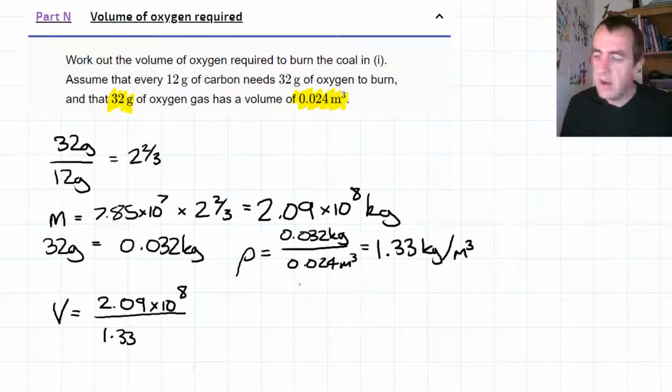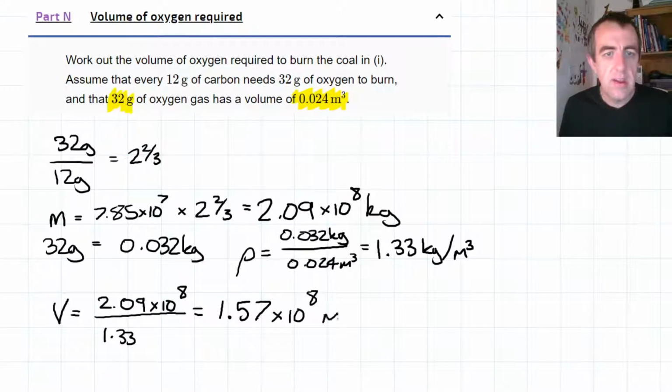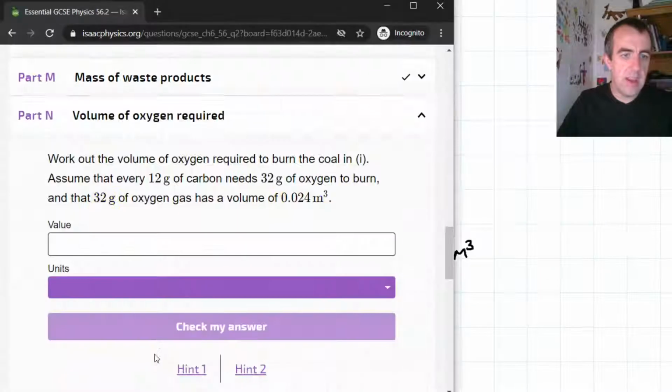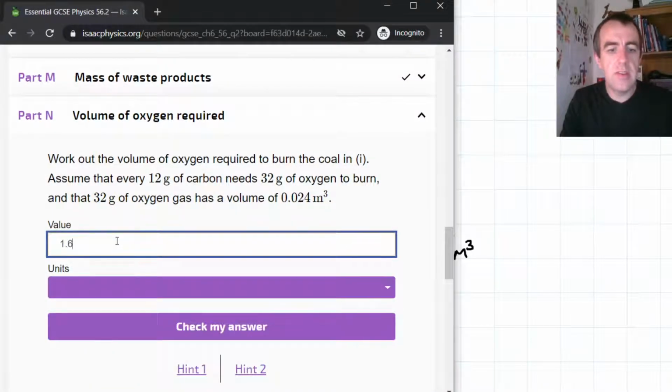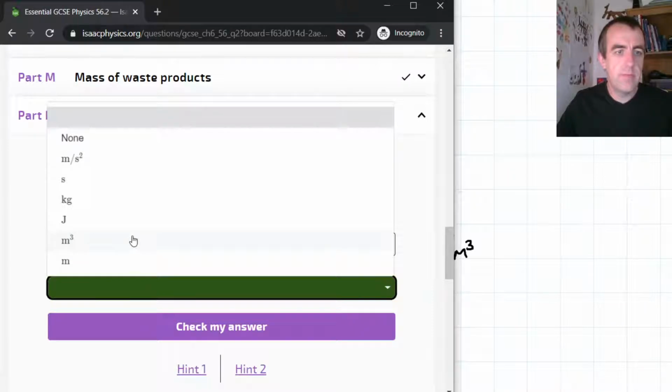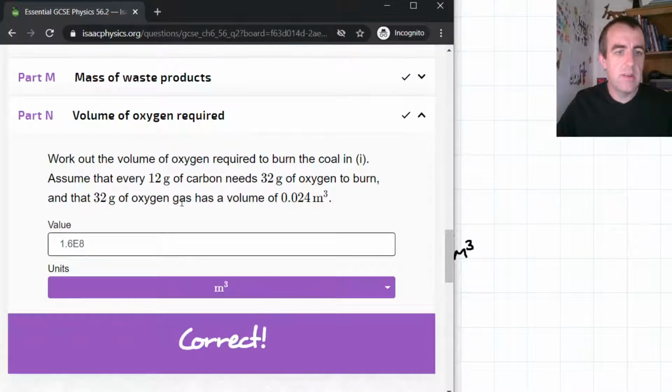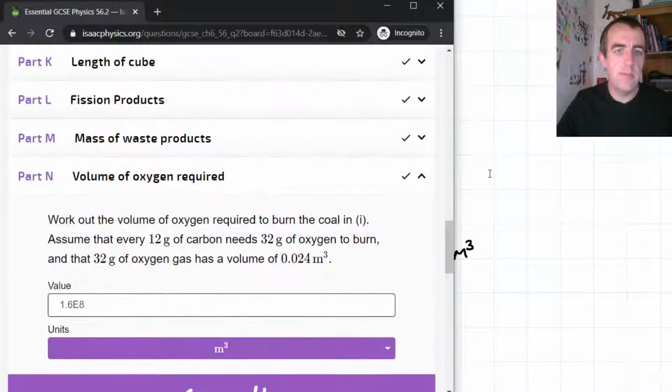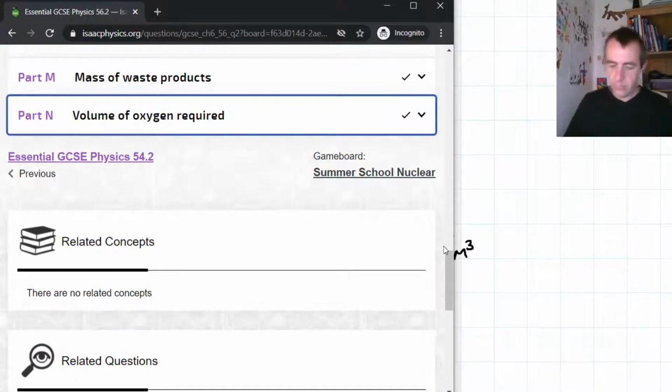And so that means that to operate this coal power station I need 1.57 times 10 to the 8 cubic meters of oxygen going into it. Let's round that to 1.6 times 10 to the 8. Try it out. 1.6 E8 cubic meters. Correct. And there's the end of the question.